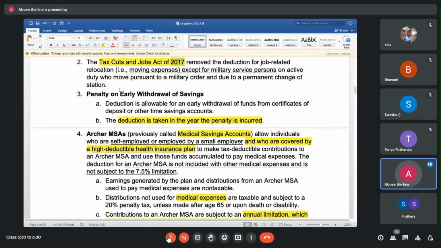So, penalty on early withdrawals of savings. This is not retirement saving. These are all like CDs or FDs that we talk about. FD is fixed deposit in India. They call it certificate of deposit. CD is the term that we'll use in the US. So if there is any early withdrawal, obviously the bank may charge some penalties, some interest, some kind of charges, and those are all deductible.